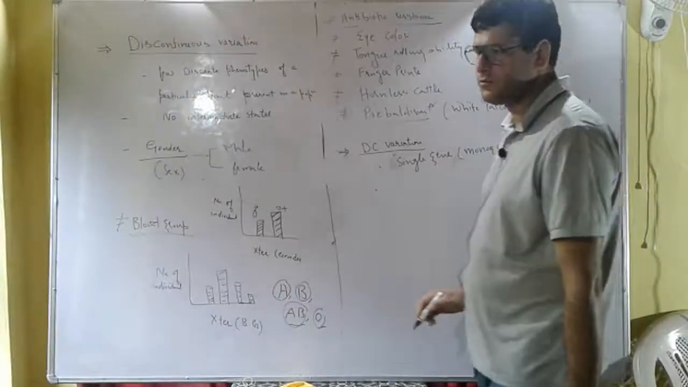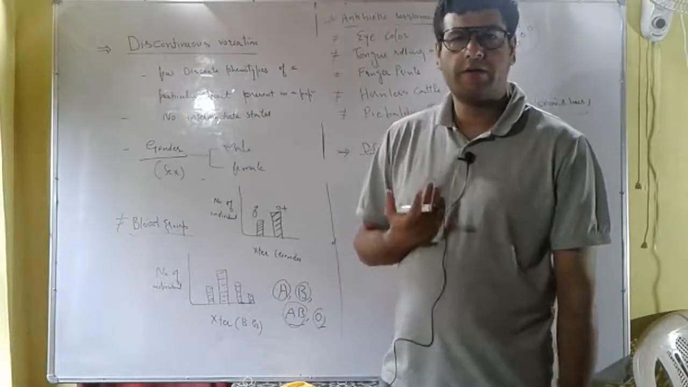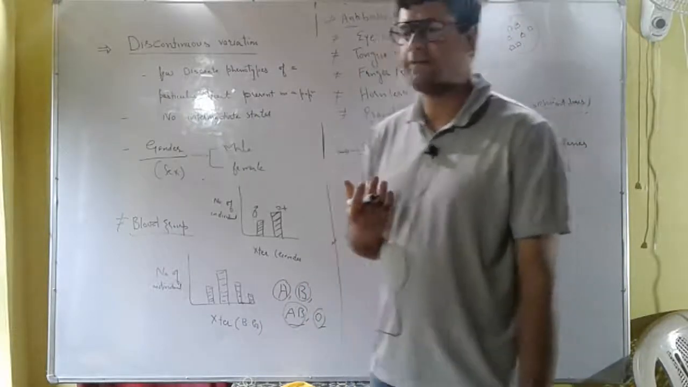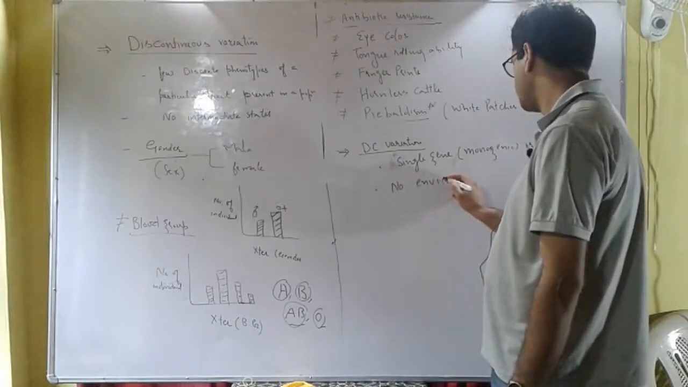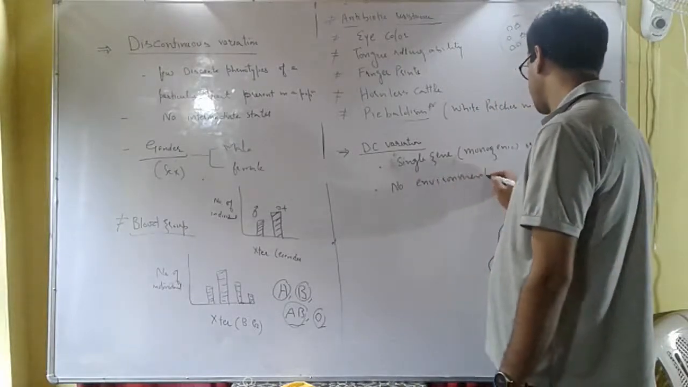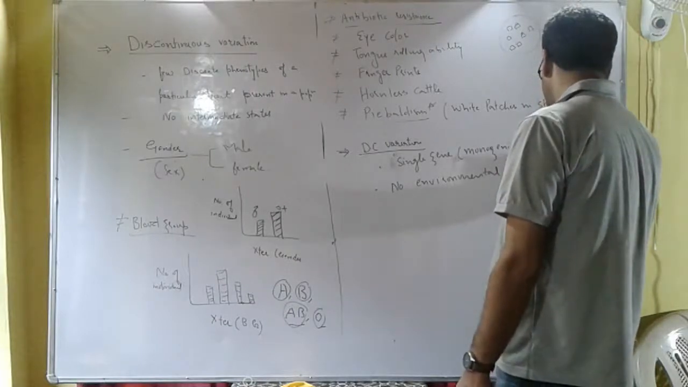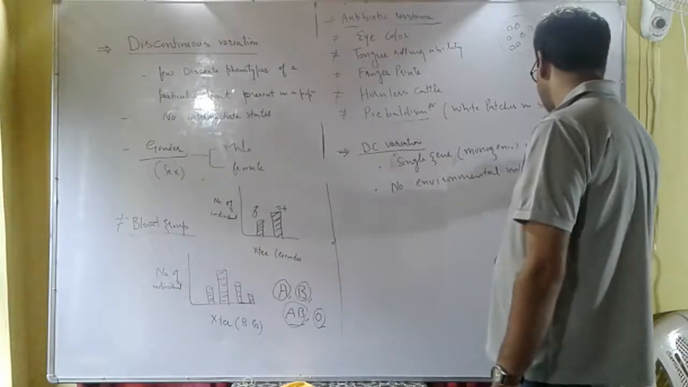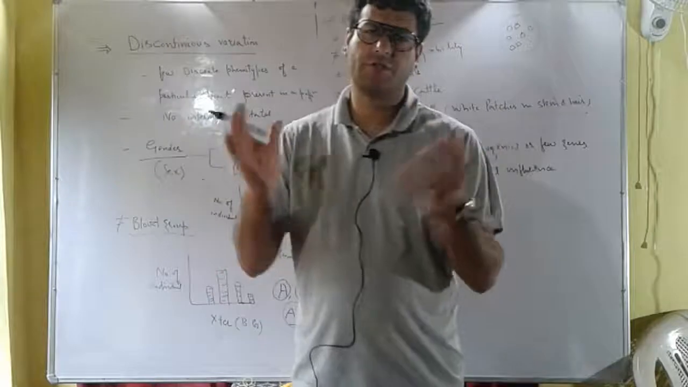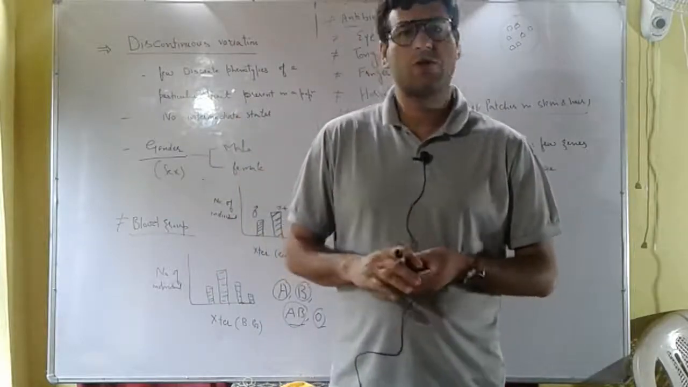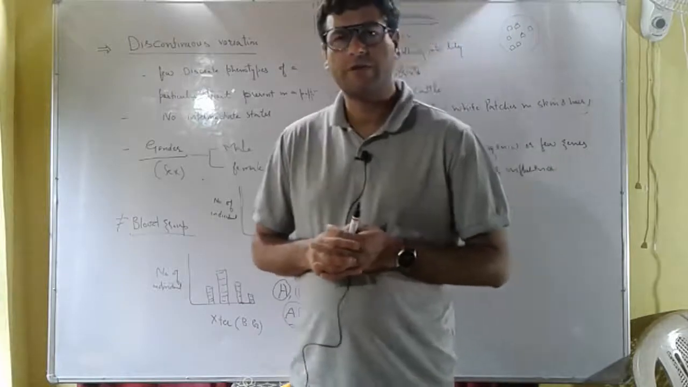This discontinuous variation is not having any impact of the environment. It is not influenced by the environment as compared to that of the continuous variation. Continuous variation is strongly influenced by the environment, while discontinuous variation is not influenced by the environment.